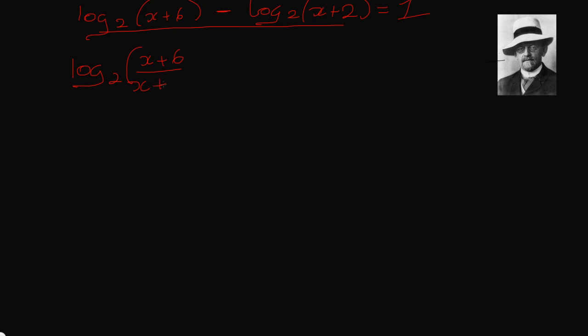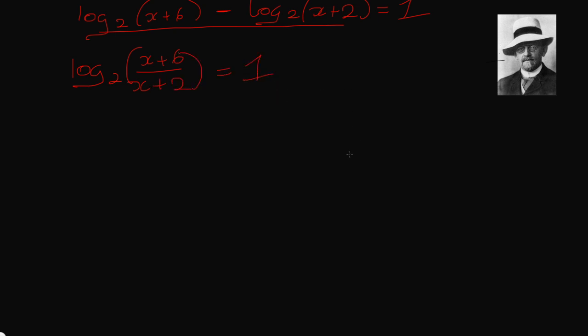So the first question is log base 2 of (x + 6) minus log base 2 of (x + 2) is equal to 1. Now how we solve this is, subtracting these two logs, we can just write them as a division, because that's how it works with logs. It's one of our rules of logs, if you recall from the last video. So (x + 6) over (x + 2) is equal to 1.